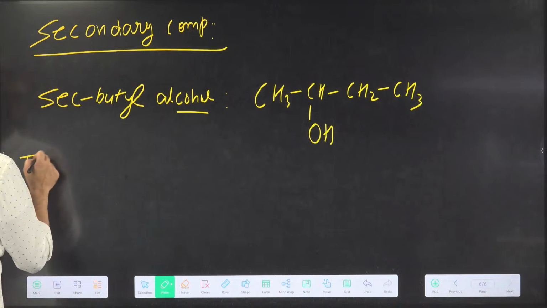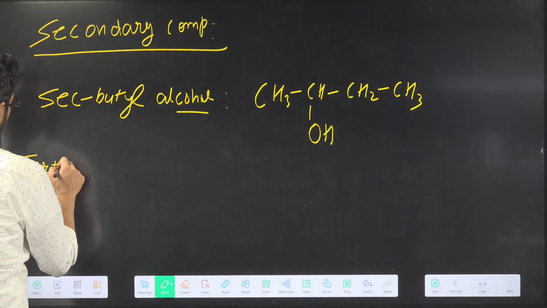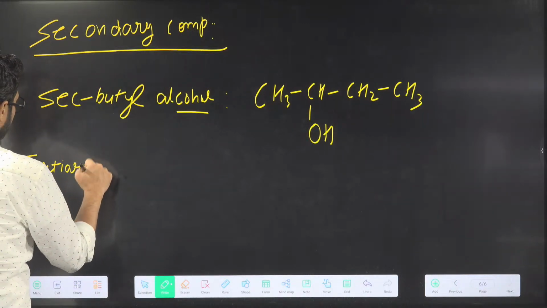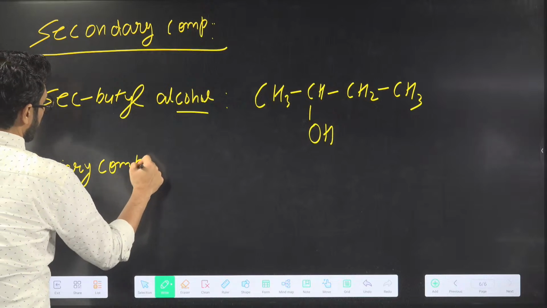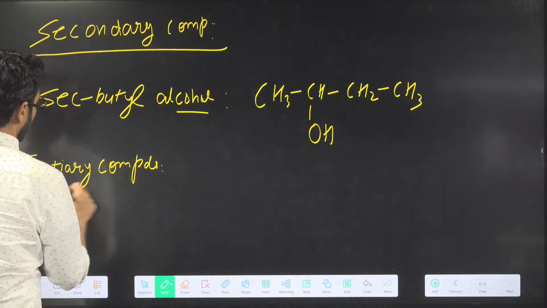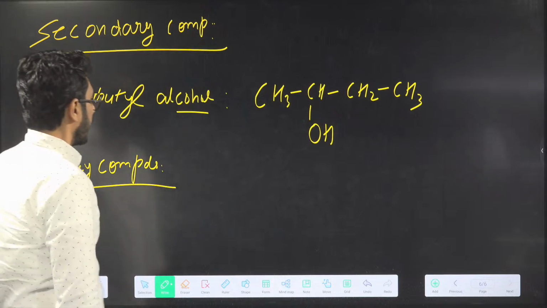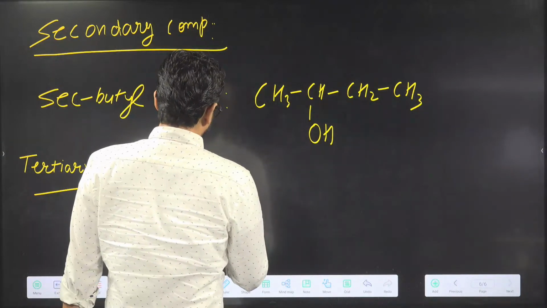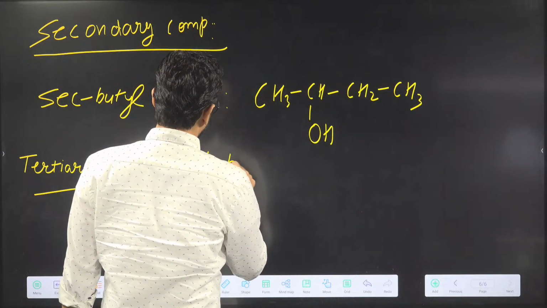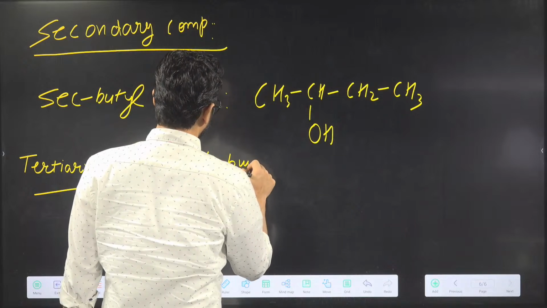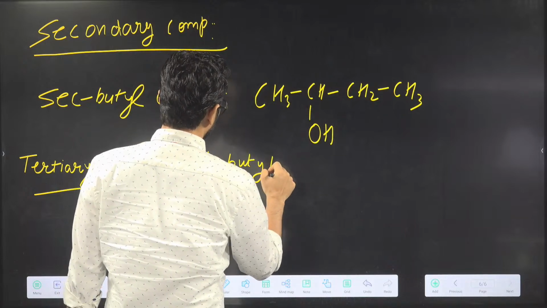Same with tertiary compounds. In tertiary compounds, whatever group is there will be bonded to the tertiary carbon, tertiary butyl bromide.